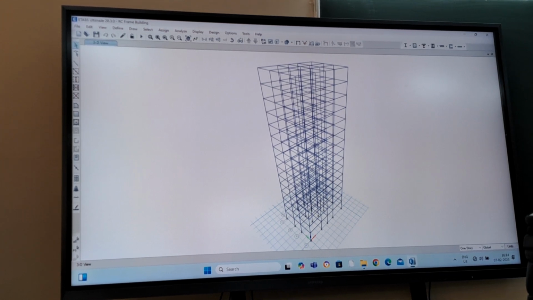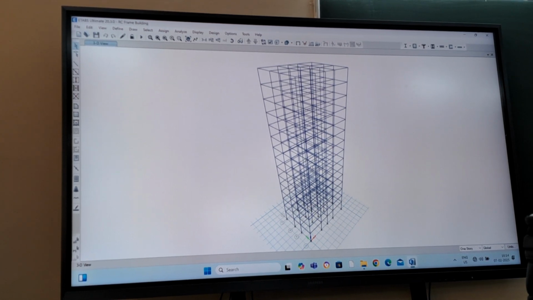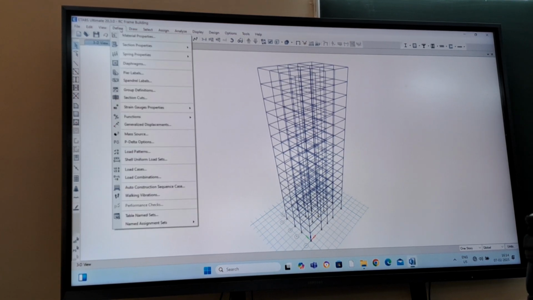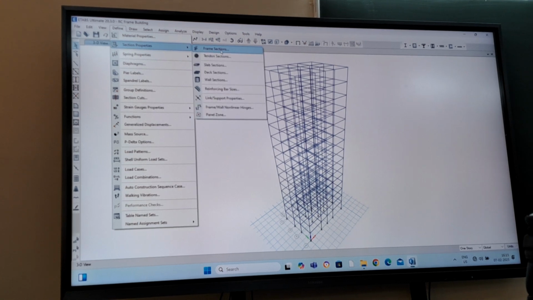So that is a little bit cumbersome. I have to identify and separate the members, then it will take time. So instead of doing that, I will increase the size for the entire structure and see what happens.